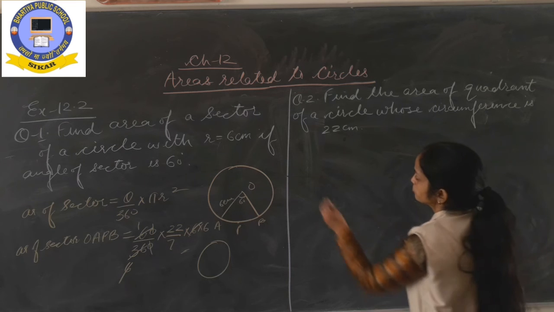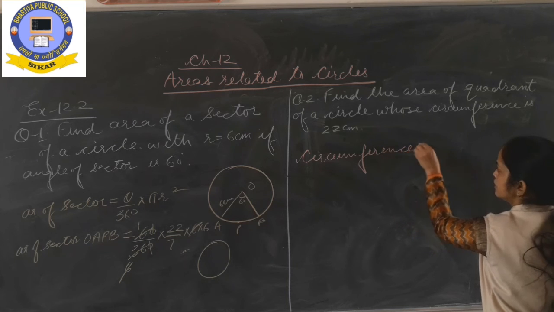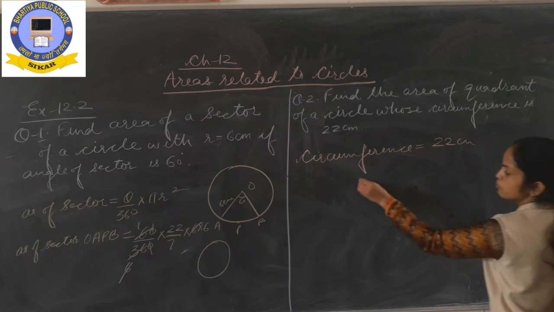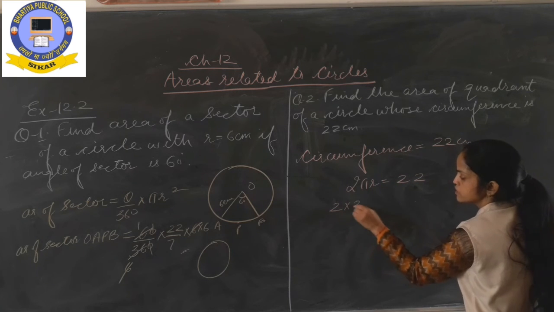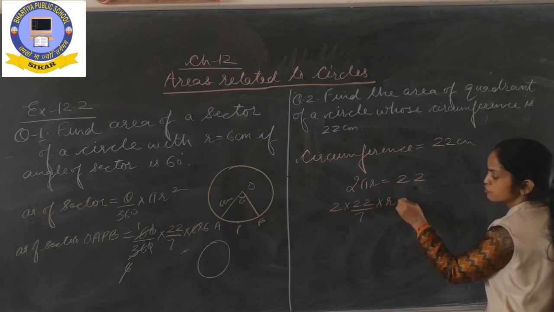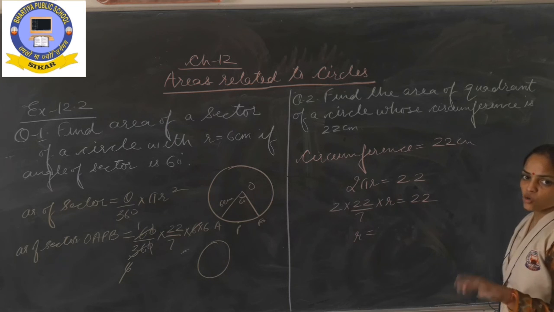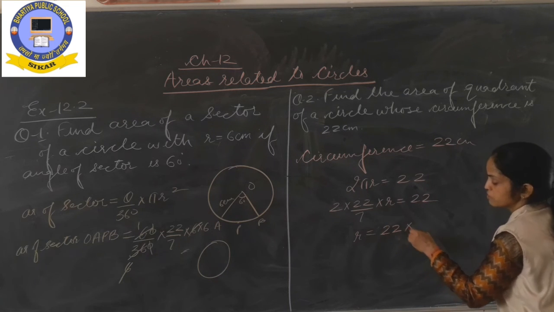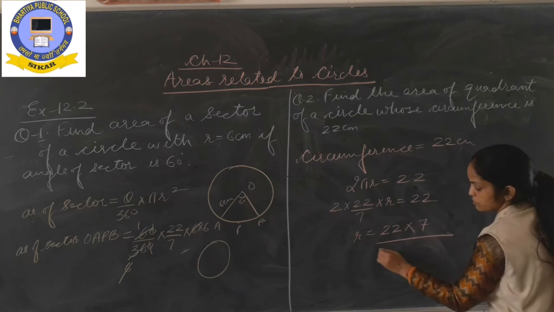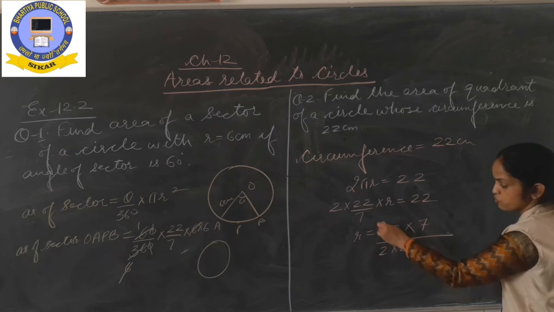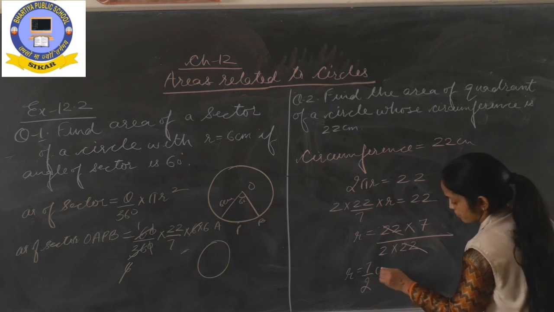Now let us solve it. Circumference is equal to 22 centimeter. Now apply the formula. Formula for circumference is 2 pi r is 22. Now 2 multiplied by pi is 22 upon 7 multiplied by r, which we have to find out, equals 22. Now leaving r only on the left hand side, transpose the rest of the things to the right side. 22 multiplied by 7 is in the denominator, it will go there in multiplication with 22 upon 2 multiplied by 22 will come in denominator. 22 will be cut out and r is equal to 7 upon 2 centimeter.